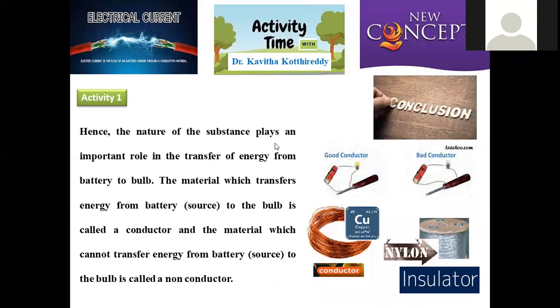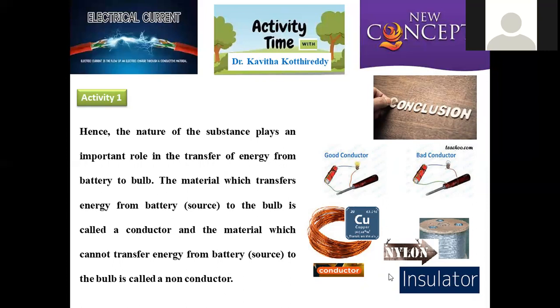Hence the nature of the substance plays an important role in the transfer of energy from the battery to the bulb. The material which transfers the energy from the battery to the bulb is called a conductor. So a material which passes current is called a conductor. The materials which cannot transfer the energy are called insulators, which are alternatively known as non-conductors. So if you take copper wire, which carries the charge that glows the bulb, you can say it is a better conductor of current.